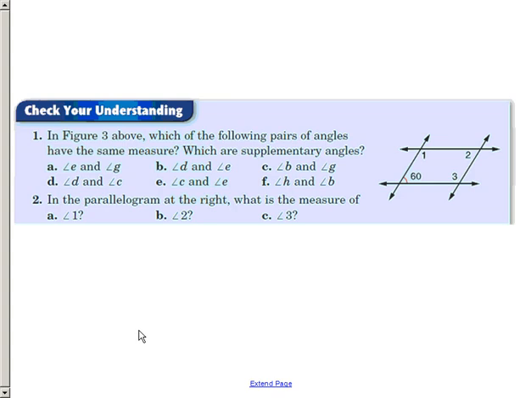So you'll want to pause the video here and jot down the answers on your notebook paper to these questions that have to do with angle measurements. Once you have recorded your answers, restart the video and continue.